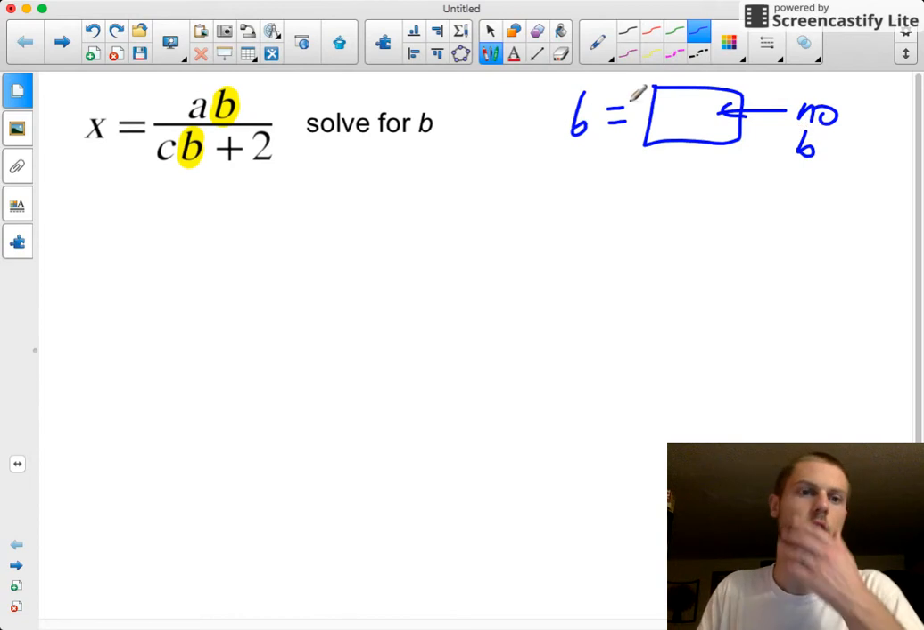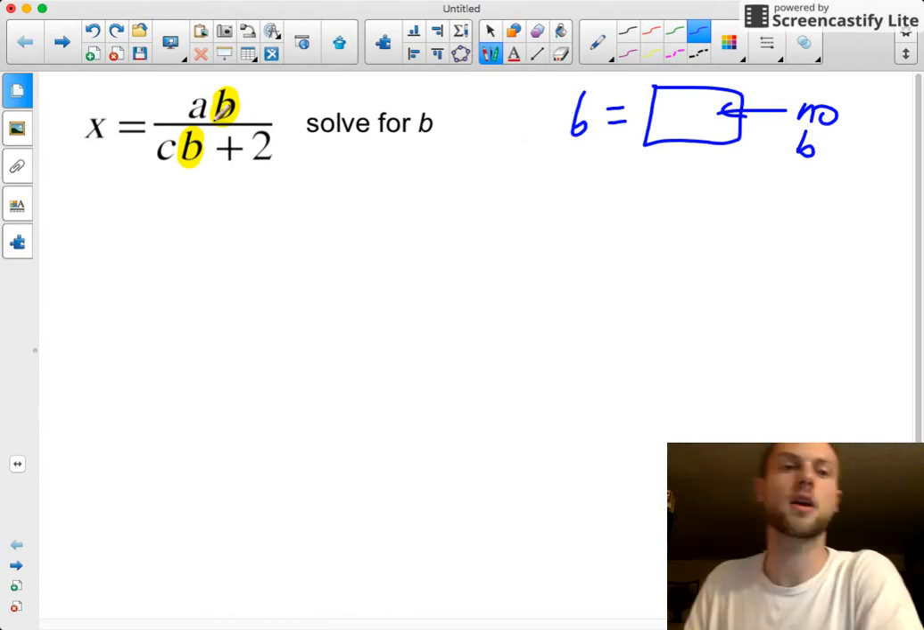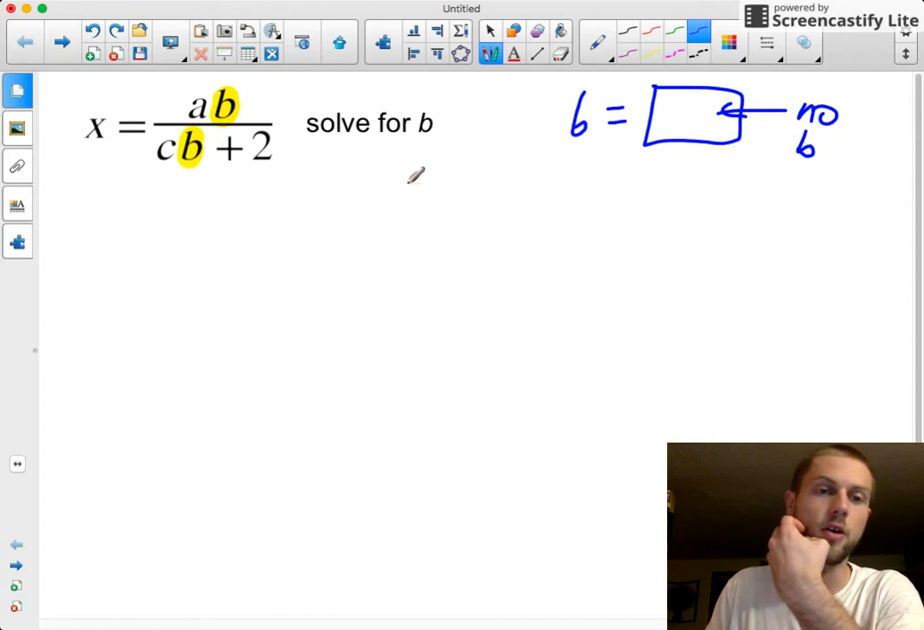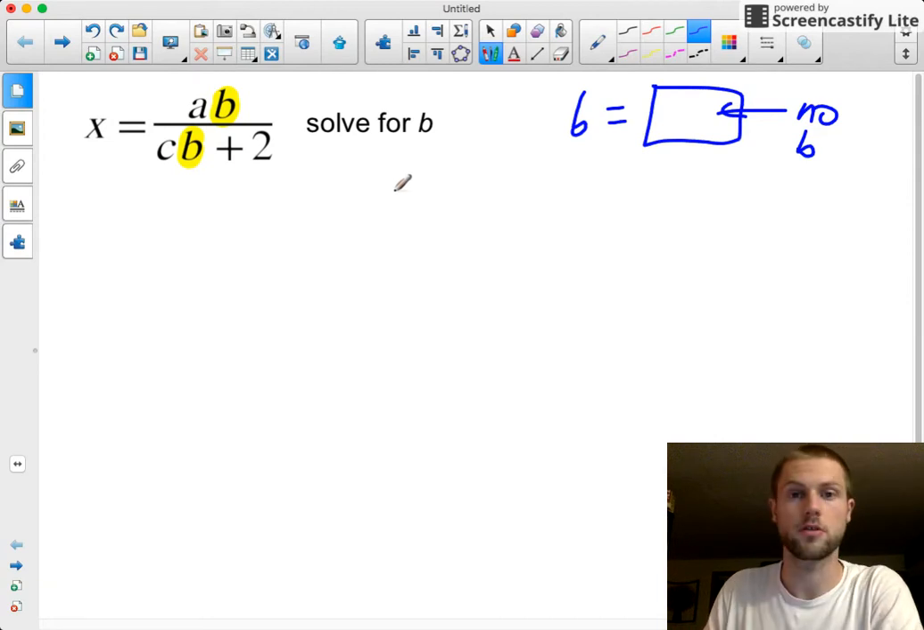So let's see. If we're to approach this, I'm thinking that I'm going to have to get b's on one side and factor out a b to solve this for b. So let's see, if I'm initially looking at this, I've got a pretty big denominator here. I would like to get rid of that denominator. So why don't we do this?